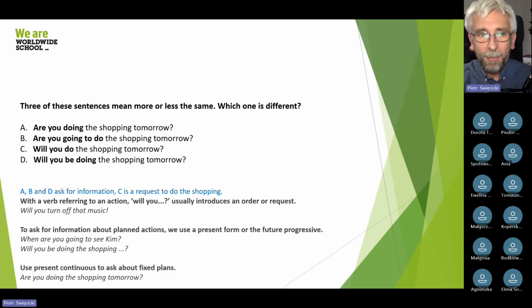So, next example. 3 of these sentences mean more or less the same. More or less the same. Which one is different?